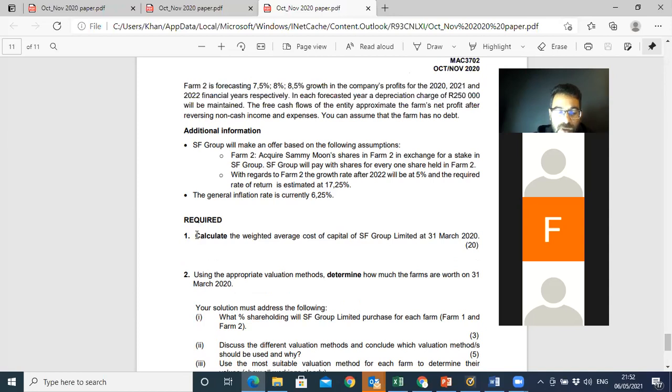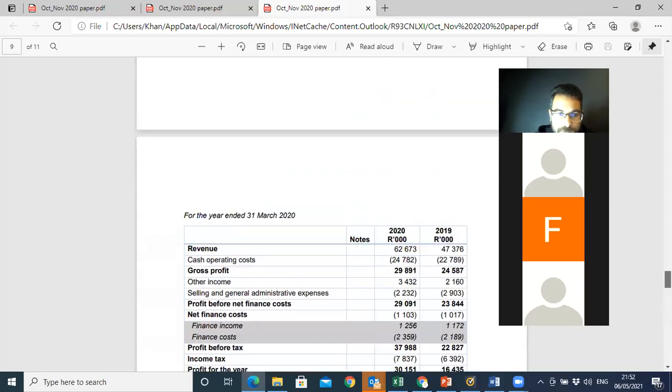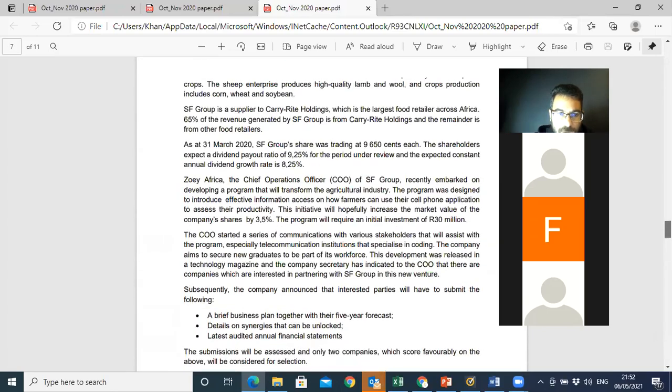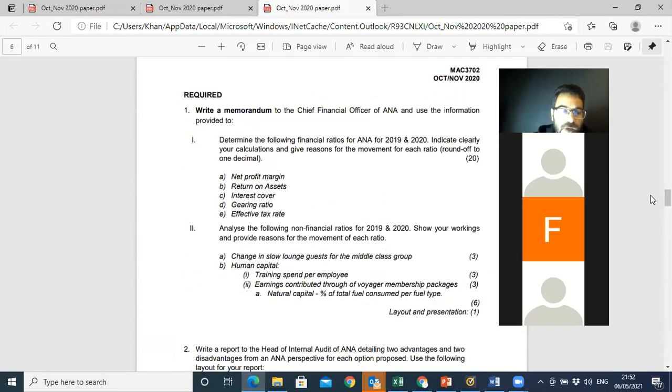Question 2.1, calculate WACC. Okay, 20 marks. And then from question 1, I want you to do required 1 of question 1, this 20 marker and whatever this adds up to. This is financial analysis. So send it to me and I'll mark it. I'm starting to mark your other ones this weekend, and I'll provide you guys feedback. Okay, that's all from my side, guys.